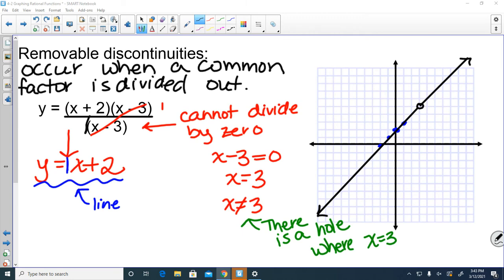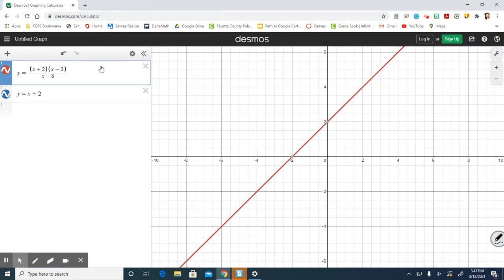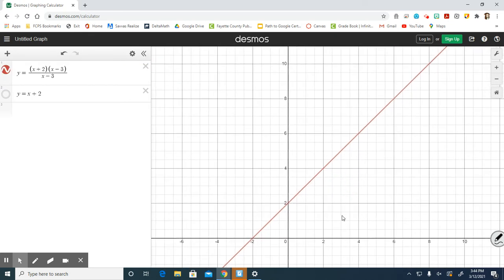And if you're like, oh, Miss Honeycutt, I don't even need to look at that. I'm just going to graph them both on Desmos. Look, if I graph both these on Desmos, they look like they're the same. The blue one is the graph of y equals x plus 2. The red one is the graph of the rational function. However, we know, you and I know, that this red graph cannot exist at x equals 3. But look what happens when I go to 3. Oh, it looks like there's a line there.